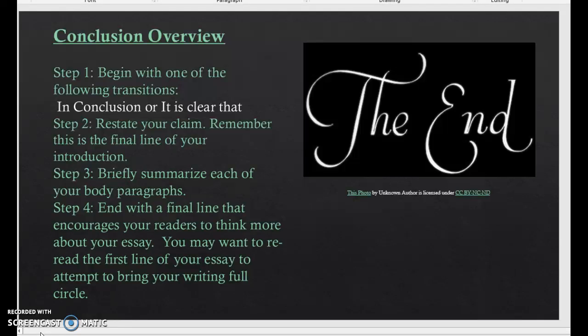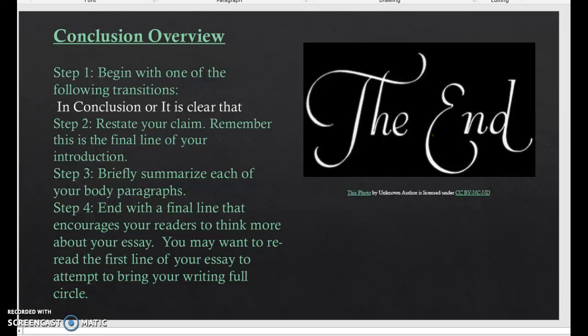So when you're writing a conclusion, just like pretty much any paragraph, you want to start off with a transition word to let your readers know that your writing is coming to an end now. So two really strong transitions that you could consider using are "in conclusion" or "it is clear that."